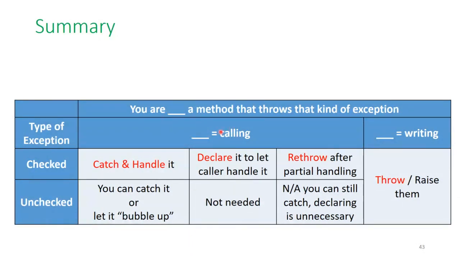For this column, the blank represents calling. So you are calling a method that throws that kind of exception. So here, I'm calling a method that is throwing a checked exception. Okay. Here, I'm calling a method that is throwing an unchecked exception. What are the 3 strategies that you may apply when you are calling a method that can throw a checked exception?